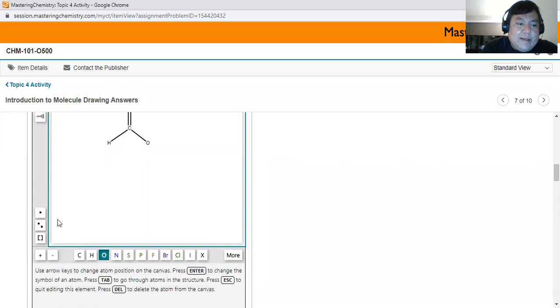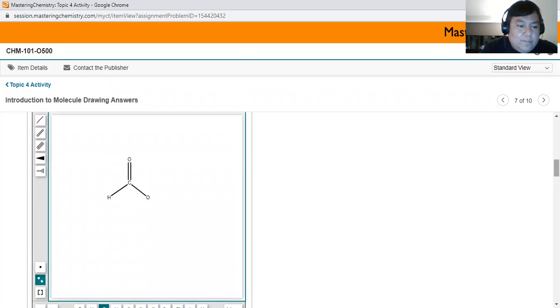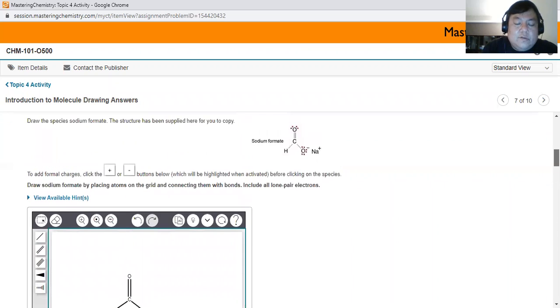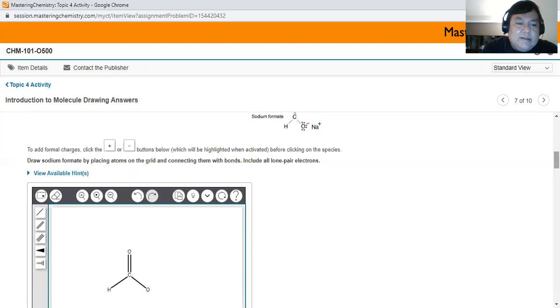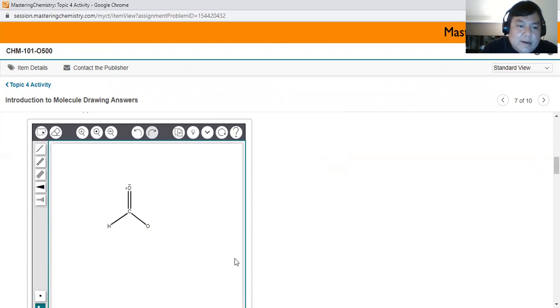Now what we want to do is add lone pairs. So if we go back up, the lone pairs are those 2 little dots, the 2 electrons. You see the oxygen at top has 2. So we're going to click 1, 2. The one on the right here has 3 lone pairs. So I'm going to come down here and go 1, 2, 3.